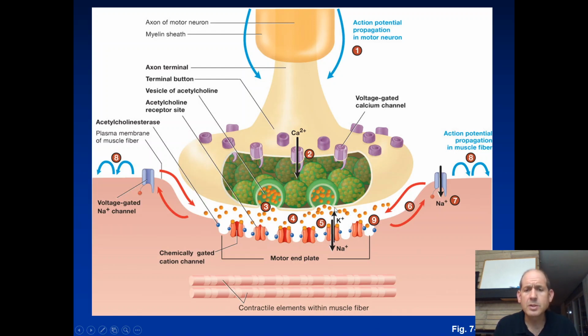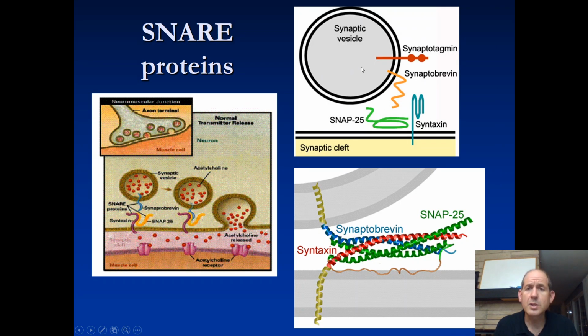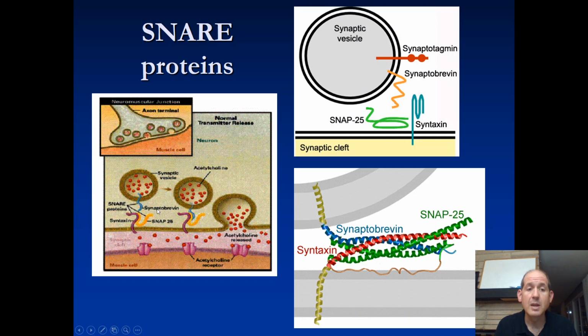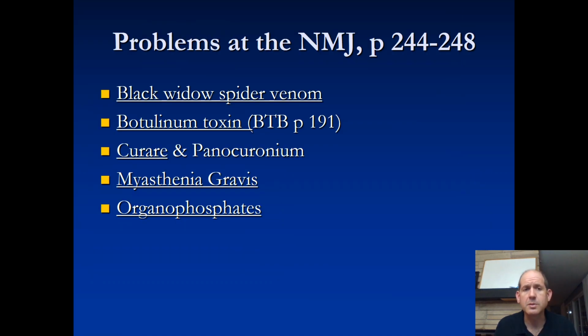Just a reminder, we mentioned some SNARE proteins, v-SNAREs and t-SNAREs, and there are a variety of SNARE proteins that are required for the acetylcholine vesicles to fuse with the neurolemma, the nerve cell membrane, and thus allow for exocytosis. I'm not going to ask you to name each of these different types of SNARE proteins, but some of these are differentially affected by different toxins and drugs. A couple of these problems in the neuromuscular junction are described on pages 244 to 248 of your textbook.